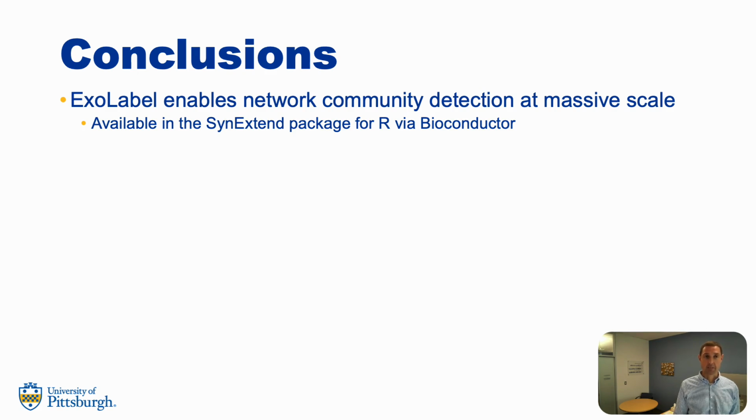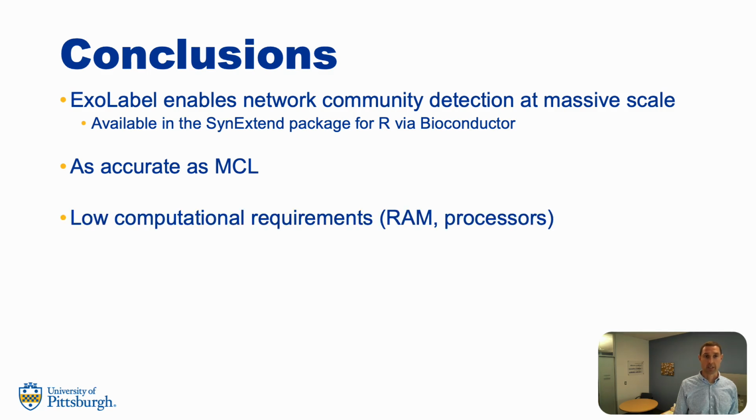Like I said before, it's available as part of the SynExtend package for R via Bioconductor, and we're working on developing a standalone executable. ExoLabel's as accurate as MCL, which is probably the next most popular program for community detection in comparative genomics, but it has a much lower computational requirement in terms of RAM and only requiring one processor. It's also even faster than alternatives, so there's no trade-off between memory and speed in the case of ExoLabel.